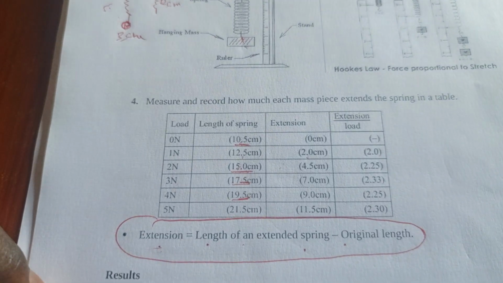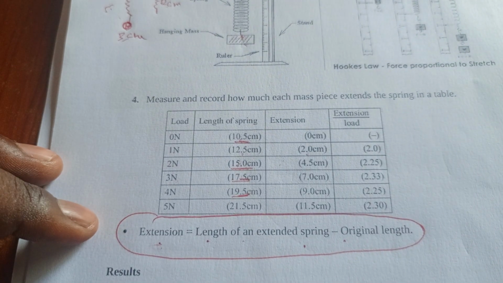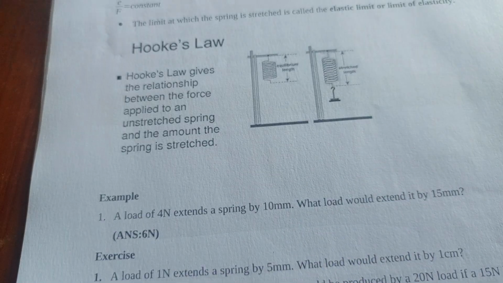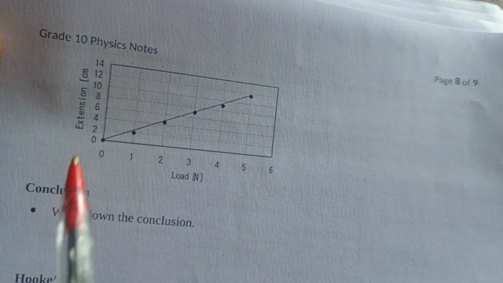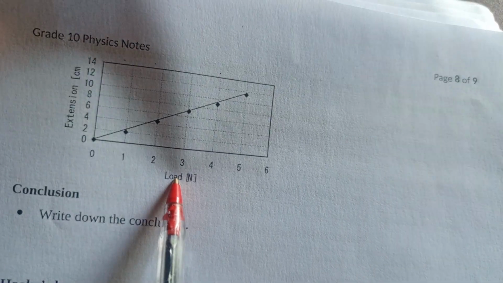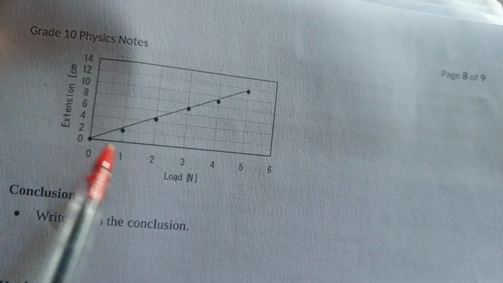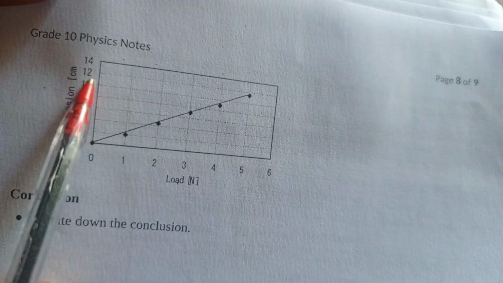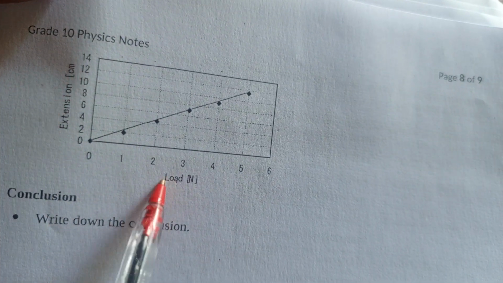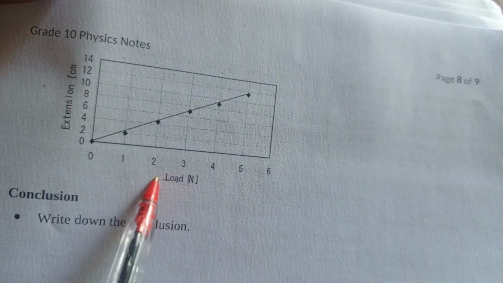Okay, then from there you can draw the graph of the result. As you can see here we have the extension against load. So you can plot a graph of extension against load. When they say extension against load, the extension needs to be on the vertical axis and the load on the x-axis, which is the horizontal axis.